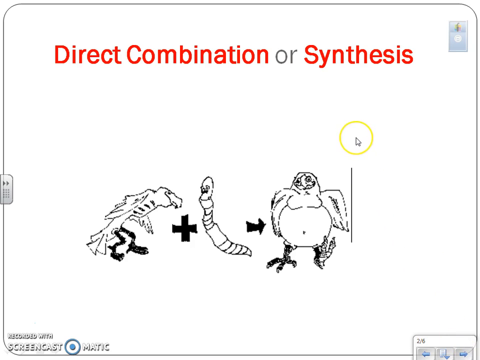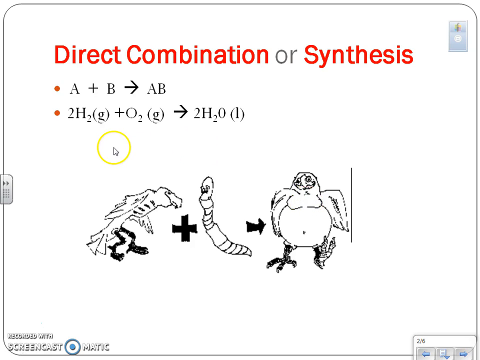So the first kind of reaction is called a direct combination or synthesis. You do need to know both names, but when you identify one, you can use either name. The general picture, you have our little skinny bird and a worm, and then you have the fat bird. So you're synthesizing, you're pulling everything together into one product. So 2 or more reactants yields one product.